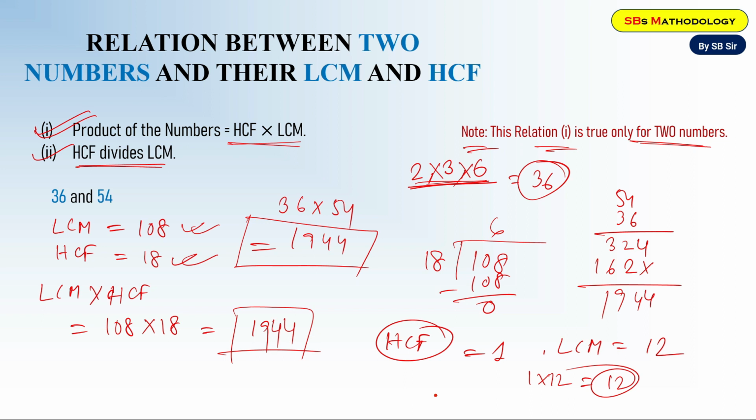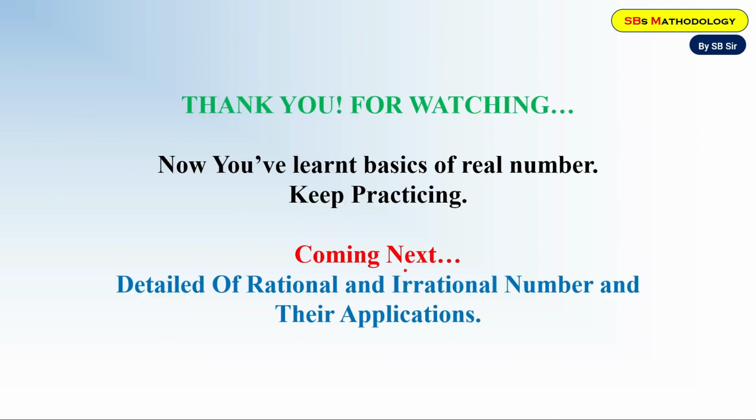Here the LCM is 6 and the HCF is 1, and 1 always divides 6. This is trivially true. But if you take any other example, the second relation definitely holds for any number of numbers. So these are the basics of the number system and real numbers.